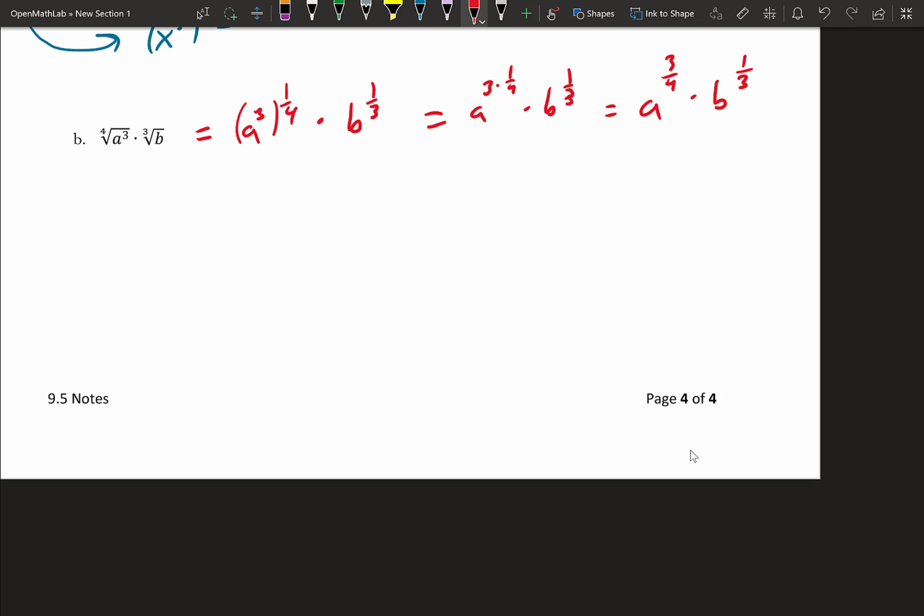Right? So now the trick is to get the same denominator, right? So a common denominator we could get between 4 and 3 would be 12, right? So we could rewrite this as a to the, here I would multiply by 3/3. So that would give me a to the 9/12 times b. And then here I can multiply by 4/4, right, to get a common denominator of 12. So that gives me b to the 4/12.